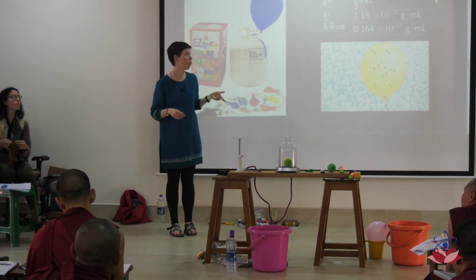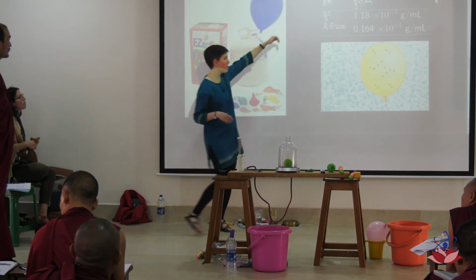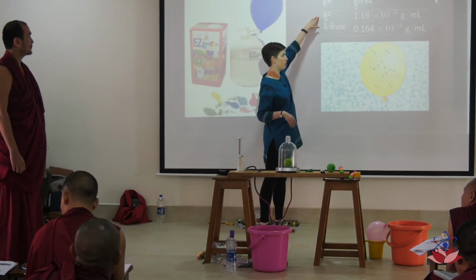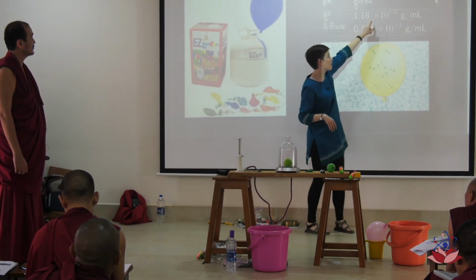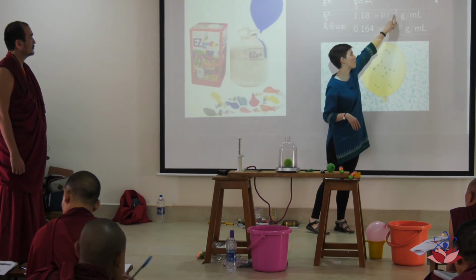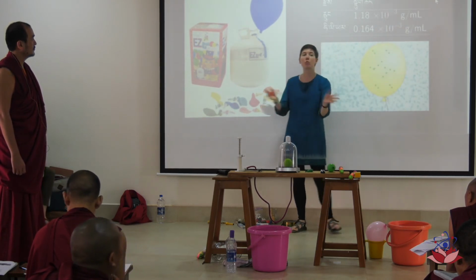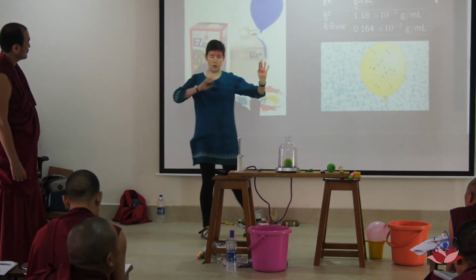So yesterday someone asked what the density of air was, and that is on this table. So it's 1.18 times 10 to the power of -3 grams per milliliter for normal air in room pressure like we are right now.